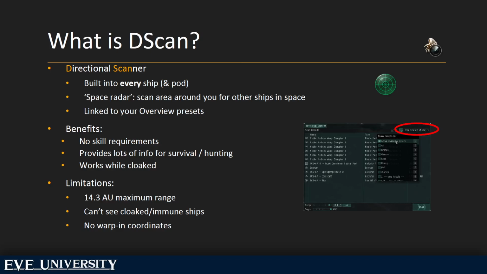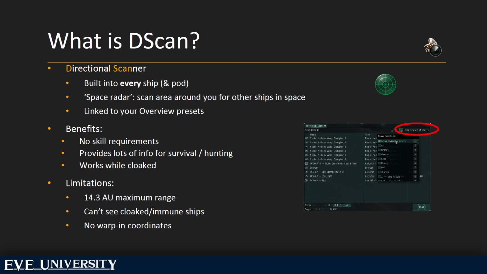There are a couple of limitations. As I said, the DScan is limited to 14.3 AU maximum range. So in some small systems, you will have a pretty good idea of what's going on just from clicking on the full range, full angle DScan. But there are very large systems like Fera, for example, that are hundreds of AU in radius. And in these systems, the DScan will give you only a very limited picture of what's actually going on in the system, because you will see only a very small portion of it.